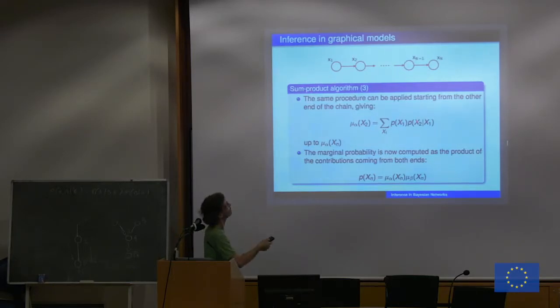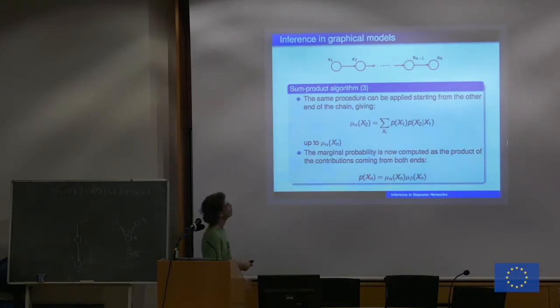So the piece of the network which depends on x1 is p of x1 times p of x2 given x1. There are two pieces. If you sum over x1, this is a function of x2, and this is what you replace this summation with. We call this mu alpha because the other is beta. You could call it forward. By convention, usually you call it alpha.